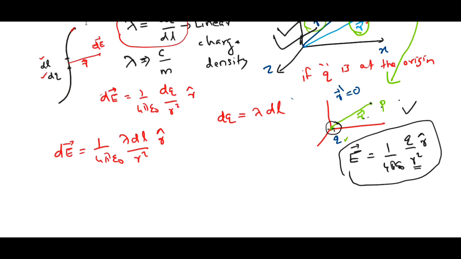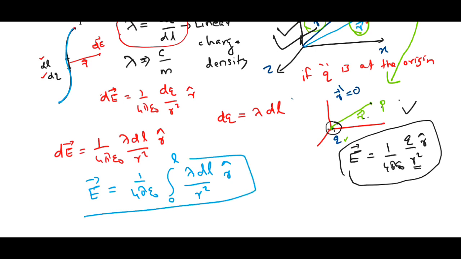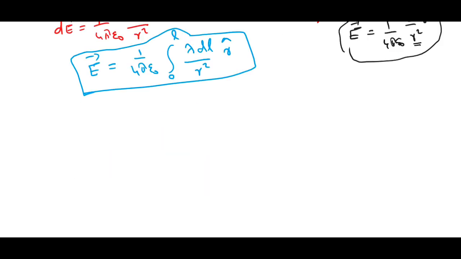Therefore, the electric field due to this wire can be written as, if we integrate this dE, that will be E. If you do the integration here, 1 by 4 pi epsilon 0 will be outside, and this will be integral from 0 to L, lambda dl by r square, r cap. This is the electric field due to the linear charge distribution.